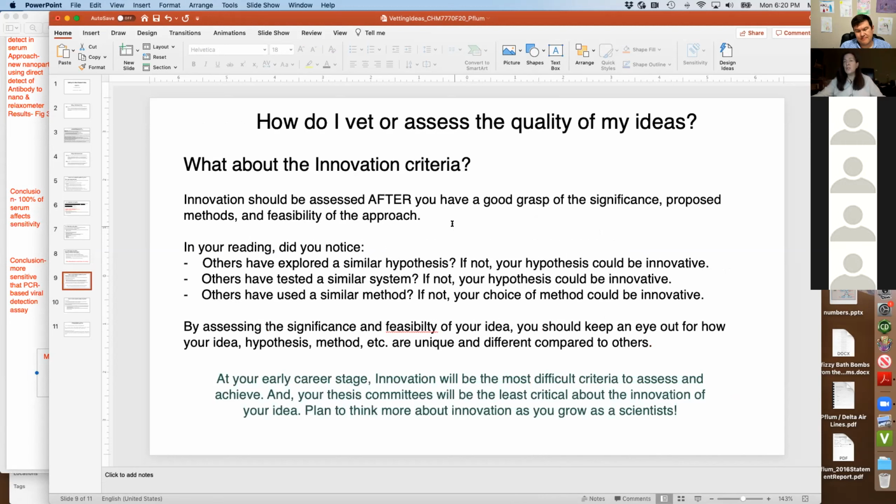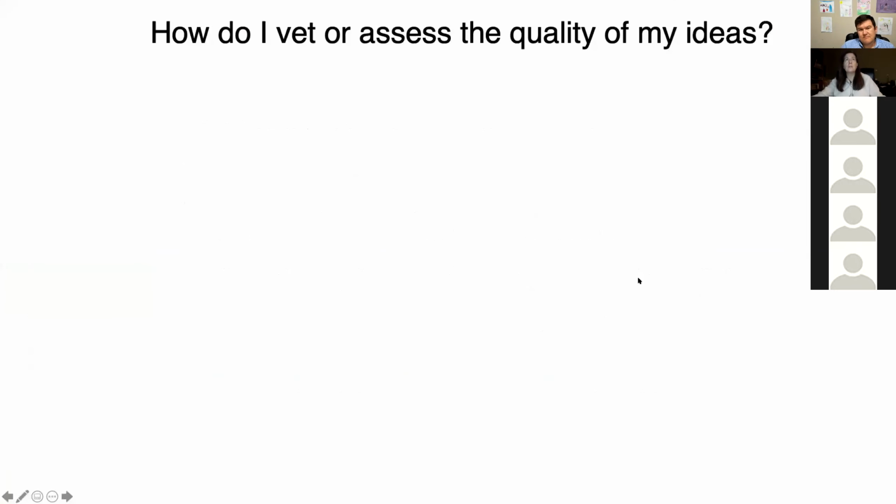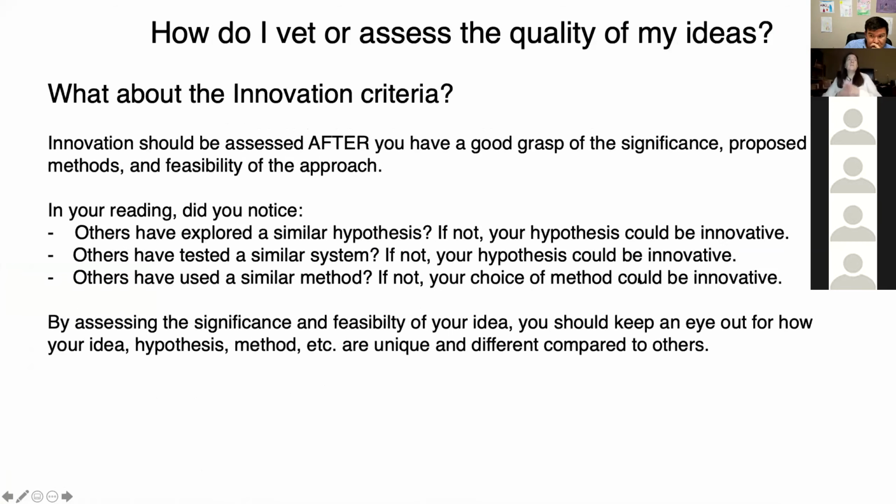So if there are no questions about understanding the issues of significance, am I doing something significant to the field, and the method and how feasible it is, and does it solve my question, I'll move on to innovation. So last call on questions about significance and feasibility, and how to do searches, and how to find papers that will let you think about that. Okay, so let's move on to innovation.